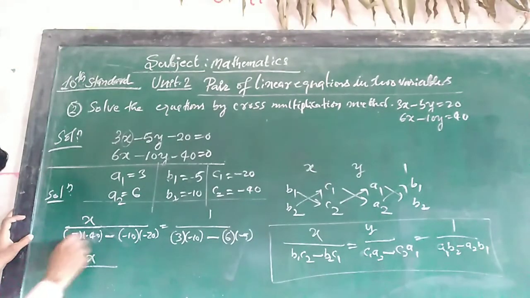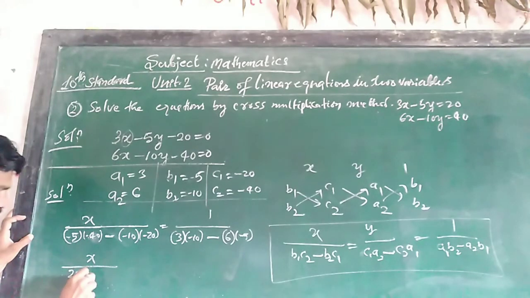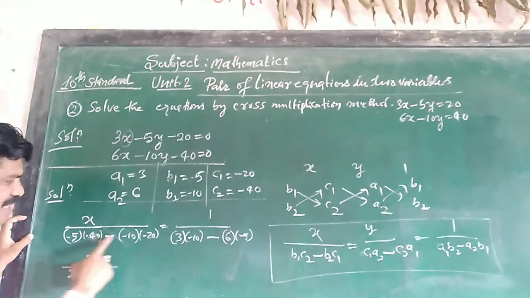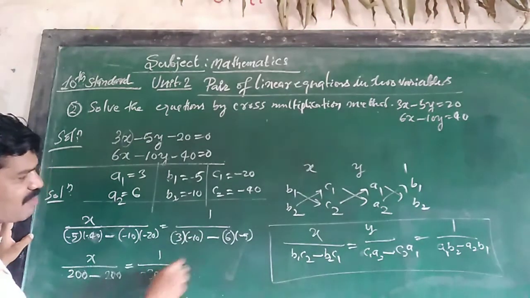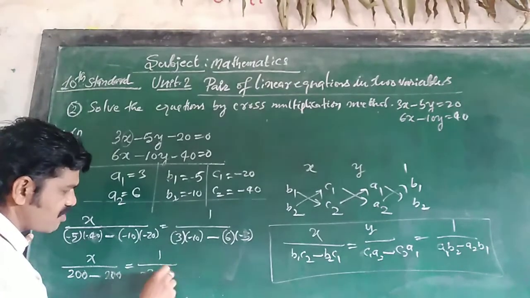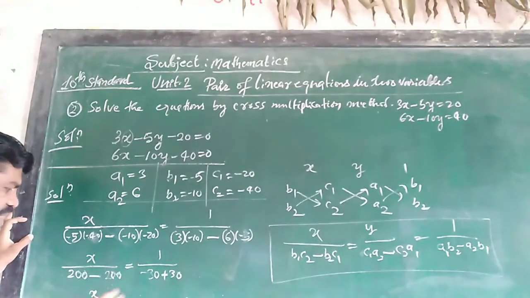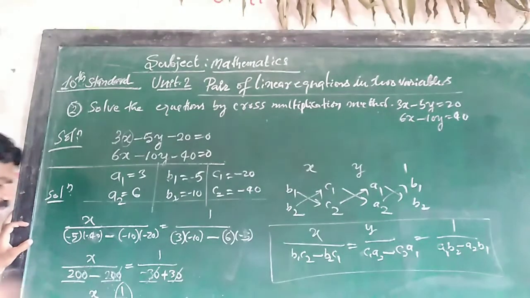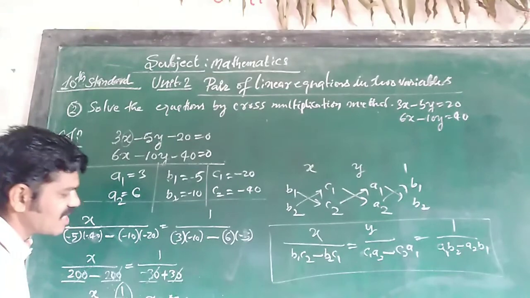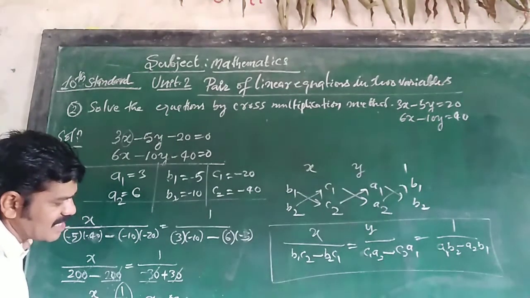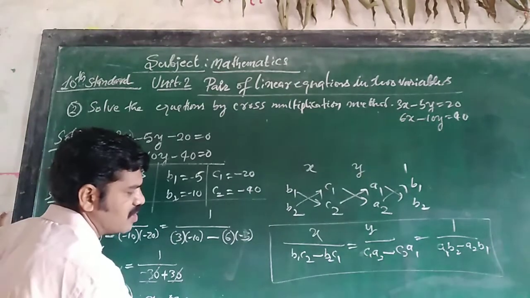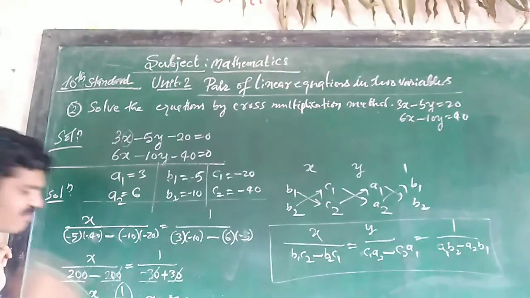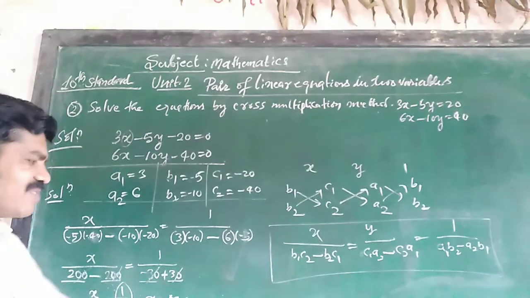So x divided by, minus into minus is plus, that is 200, minus minus into minus is plus, plus into minus is minus, 10 into 20, that is also 200. So 1 divided by minus 30 minus 6 fives are 30, so this is plus 30. So x divided by 0 and 1 divided by 0, plus 200 minus 200 will get cancelled, minus 30 plus 30 will get cancelled. So 1 divided by 0, that is infinite. x is equal to infinite. So x has infinitely many values.